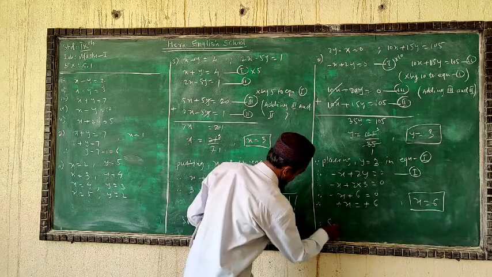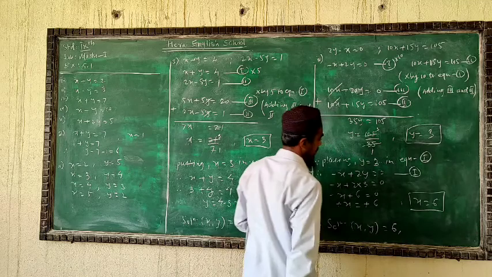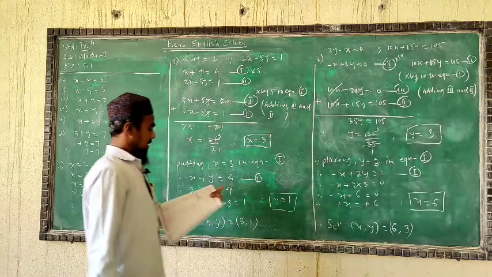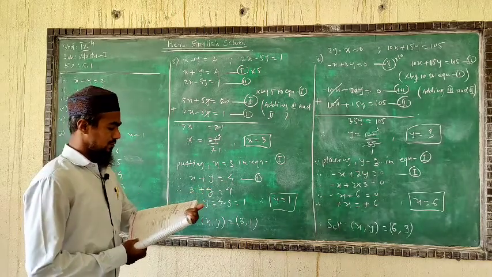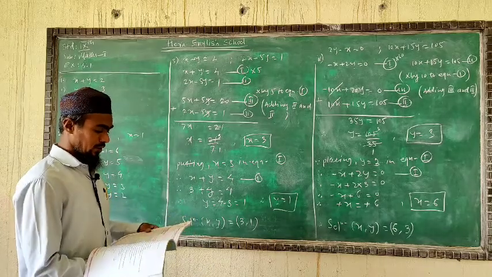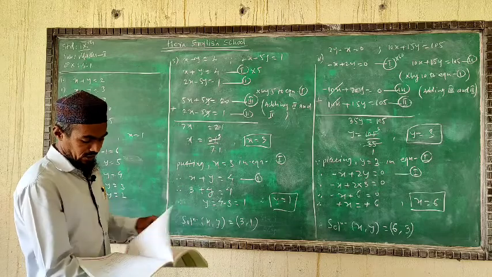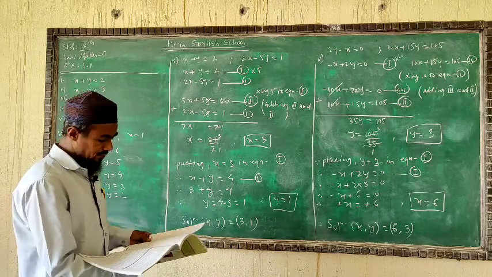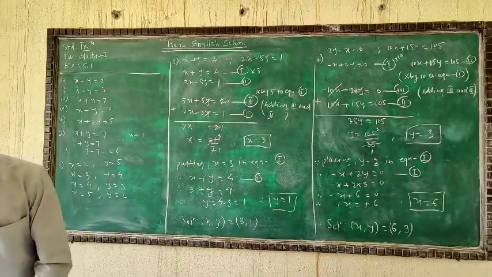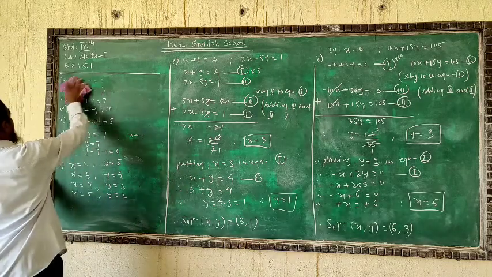Therefore, at last we will write the solution x comma y. x is 6 and y we got 3. This is our answer. Like this we have to solve the questions. I think you can do all the remaining questions. Okay. Now see, continue. We are going to start exercise number 5.2. See very well in the 5.2.